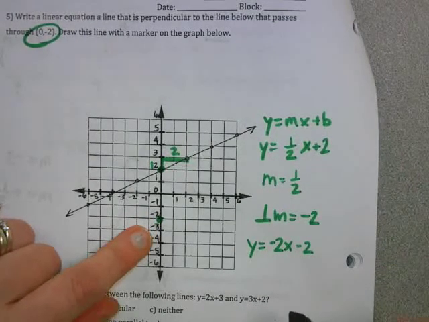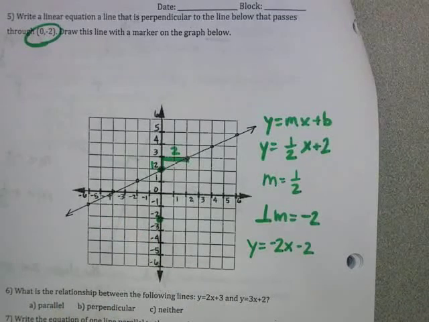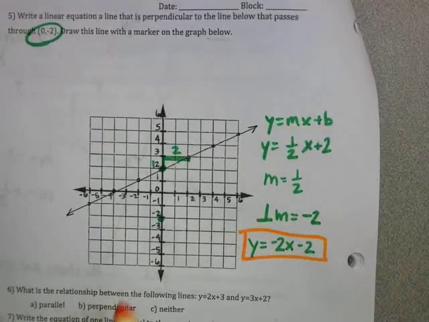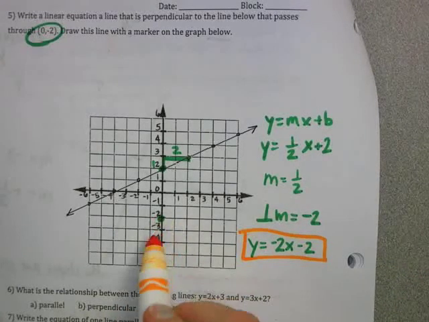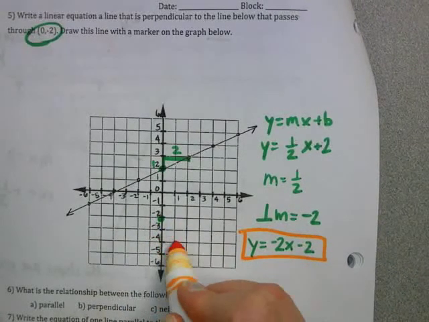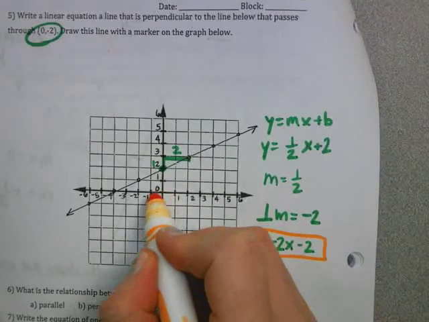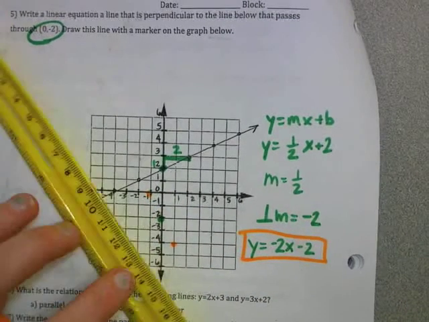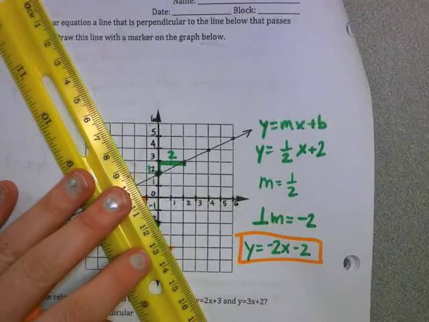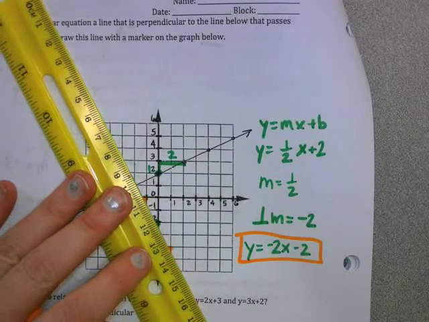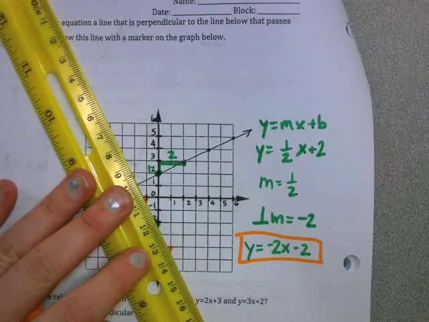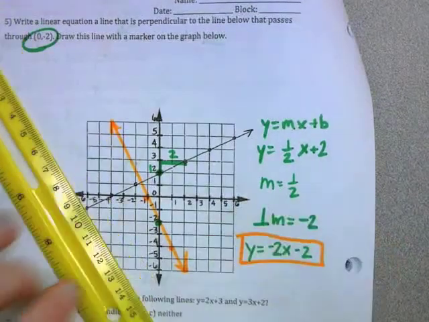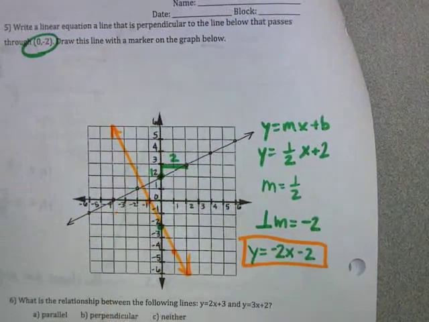And now we have to draw that one in. So I'm going to put this one in orange. We went down to negative 2, and then we go down 2, right 1. We could have gone up 2, back 1. And that's going to be my perpendicular line right there. And that's the equation of my perpendicular line. And if you took your protractor and measured it, you would see that that's 90 degrees right there.